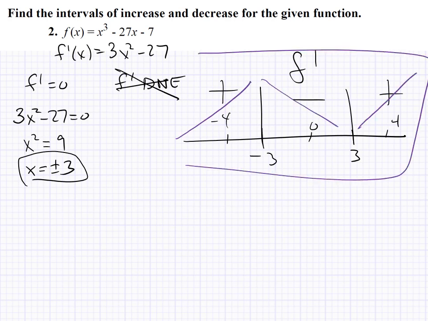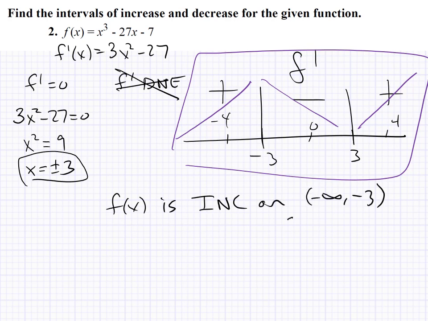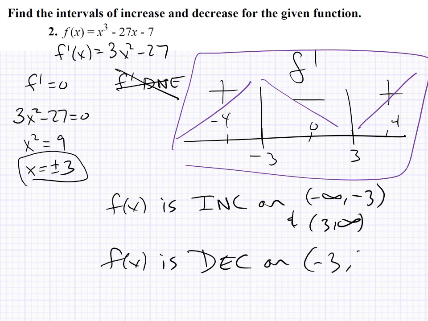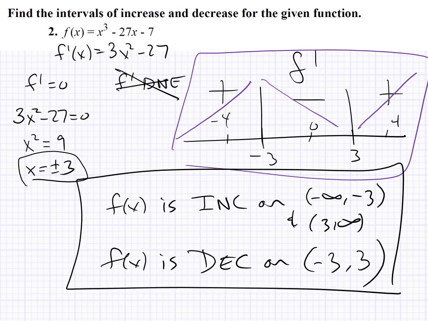This chart is not your answer. You have to write f of x is increasing on the interval from negative infinity to negative 3 and 3 to infinity. f of x is decreasing on the interval from negative 3 to 3. So this is what I'm looking for. You use the chart to get your answer.